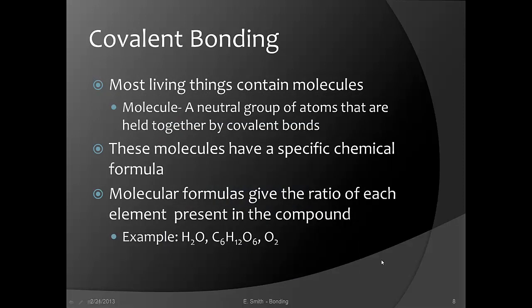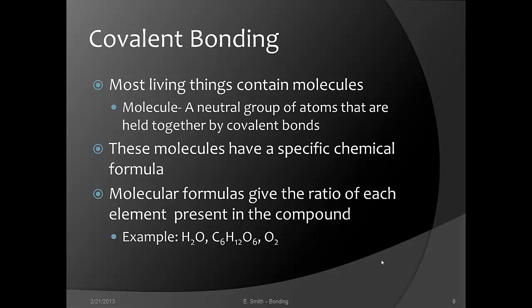So most living things contain molecules. A molecule is a neutral group of atoms that are held together by covalent bonds. Just about everything in your body is held together by covalent bonds. And they have specific formulas based upon the law of definite proportions and the law of multiple proportions. And so molecular formulas give a ratio of each compound. You can see some examples there of H2O, meaning there's 2 hydrogen for every 1 oxygen.